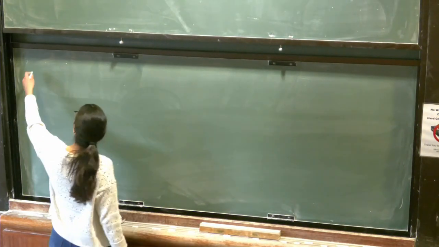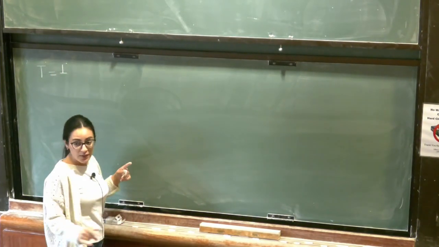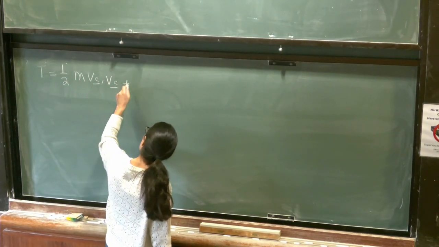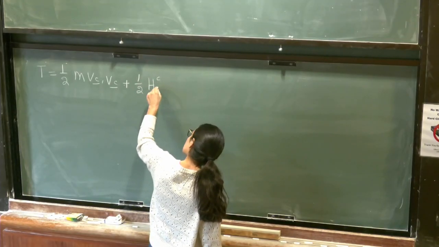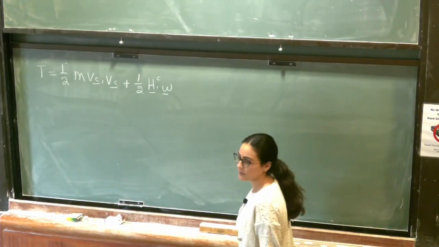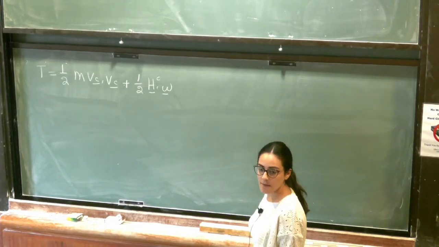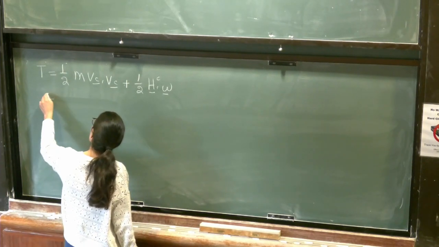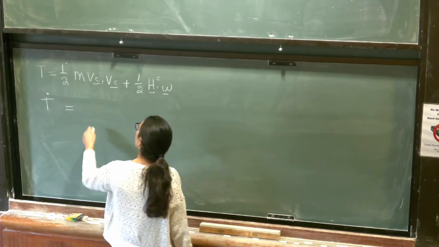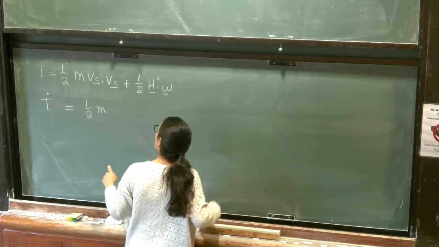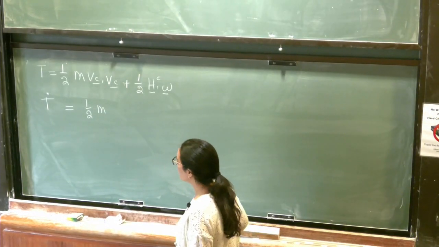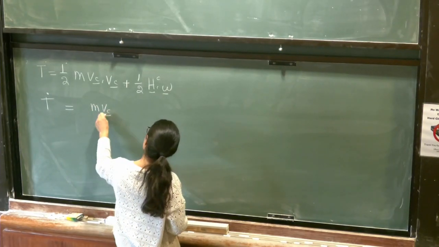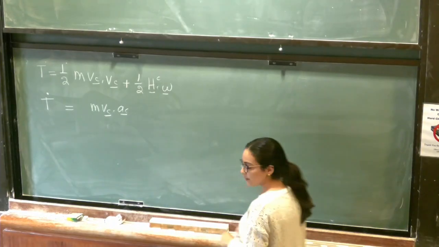So now we're deriving the work energy theorem. The kinetic energy is half m Vc dot Vc plus half Hc dot omega. I will calculate the derivative of the kinetic energy. T dot is half m. Well, if I calculate the derivative of half m Vc dot Vc, I will get m Vc dot Ac. And it will be two terms, right?